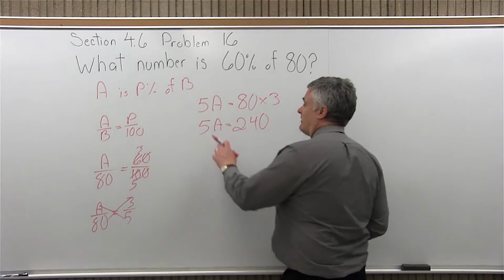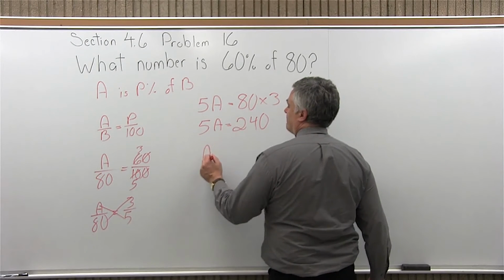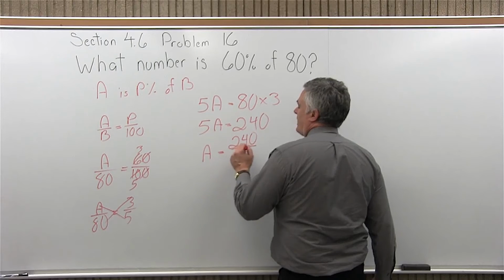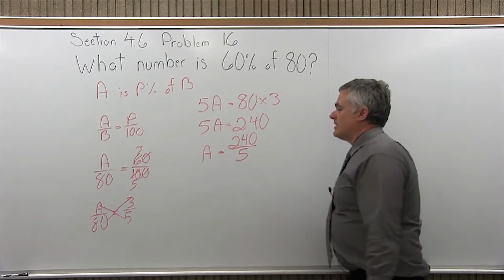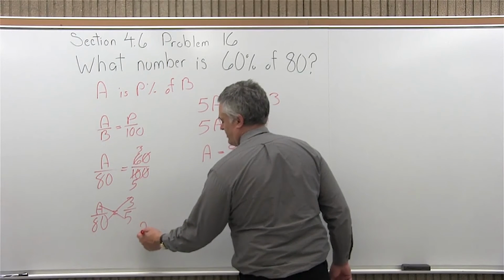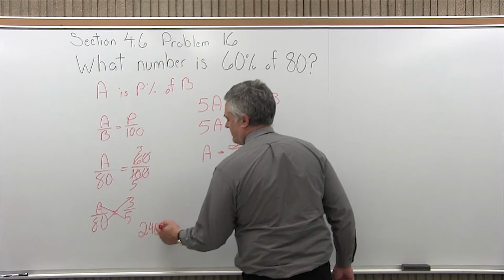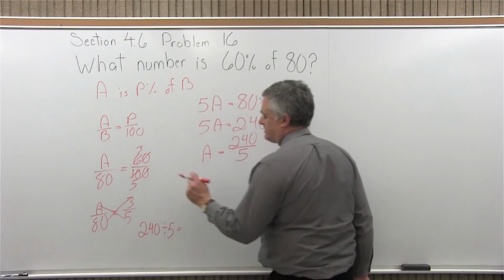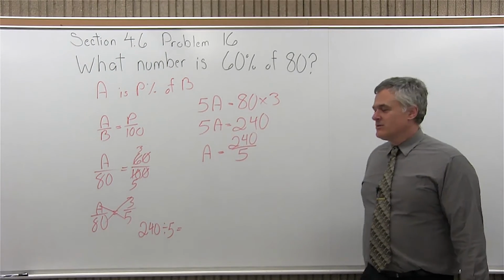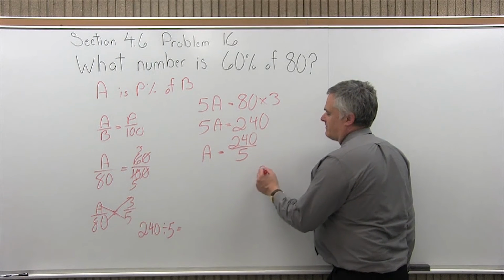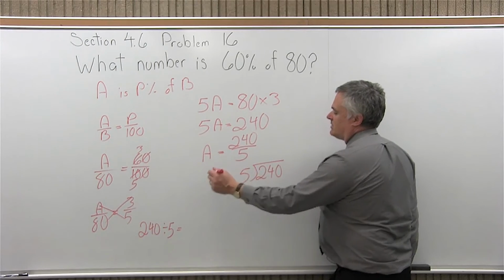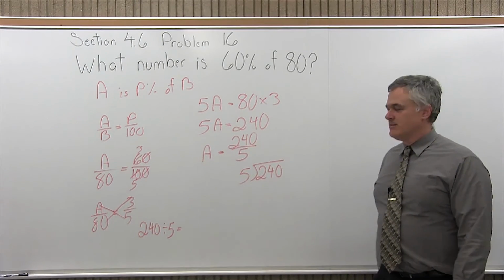And to solve it, divide away the 5. A equals 240 over 5. Now, you might be able to divide that pretty easily. If you can't, and your teacher will allow you to use a calculator, just do the numerator of 240 divided by the denominator of 5 equals, and the calculator will give you the answer. If you can't use a calculator for your math class, just do it the long way. The numerator of 240 goes under the division symbol. The denominator of 5 will go in front of the division symbol.